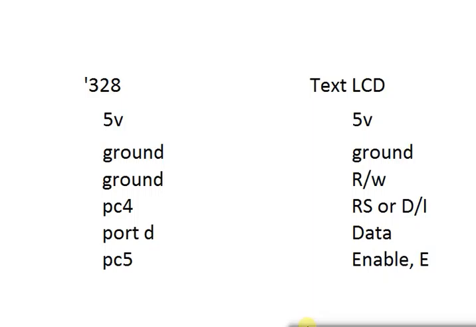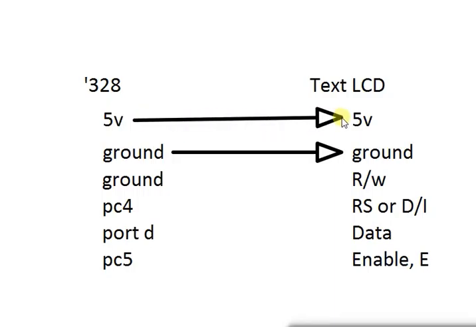So as far as the hardware is concerned, we'll need to connect ground to ground, and the ground of the 328 goes to the ground of the LCD screen. And then the screen that I have is a 5-volt screen, so it needs to be connected to 5 volts.